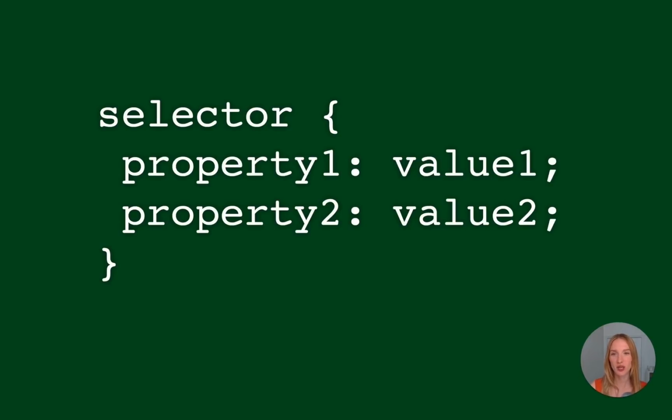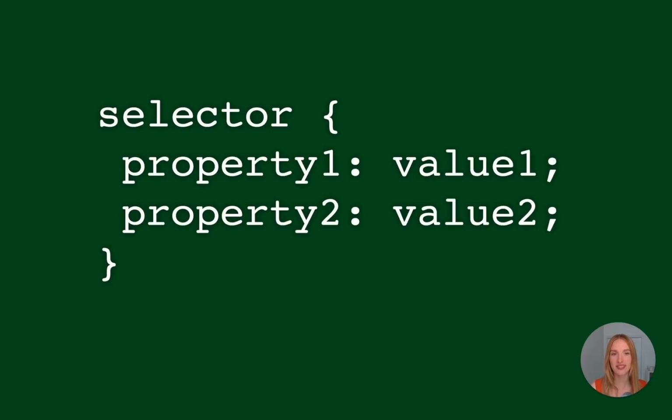Next, we have these curly brackets, which are used to signify the start and the end of the styles that will be applied to this selector. Everything in between these curly brackets are styles that are applied to the HTML elements that match this selector. Now, inside of these brackets are these property value pairs that you see here. Each property has a value.